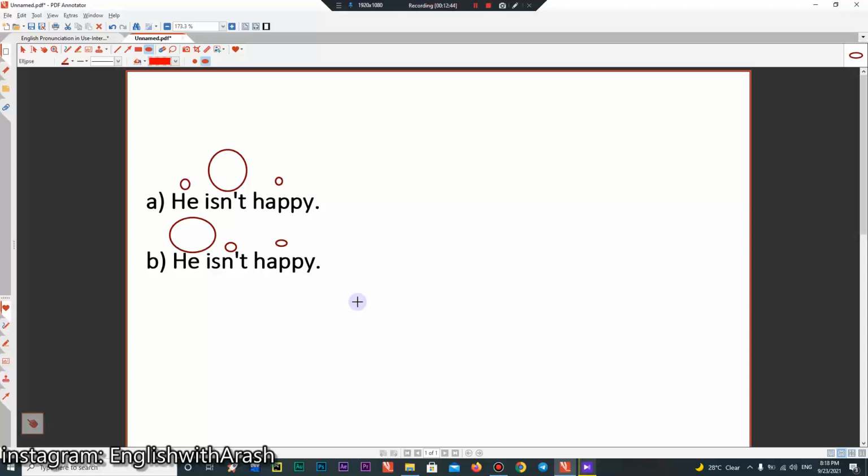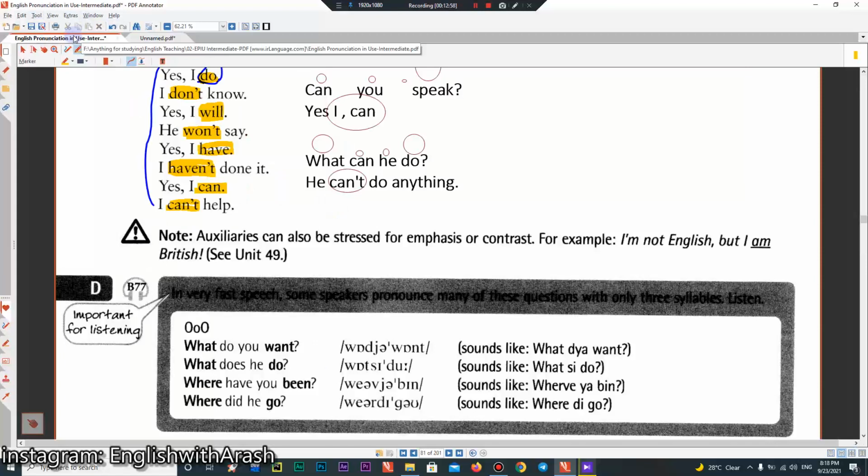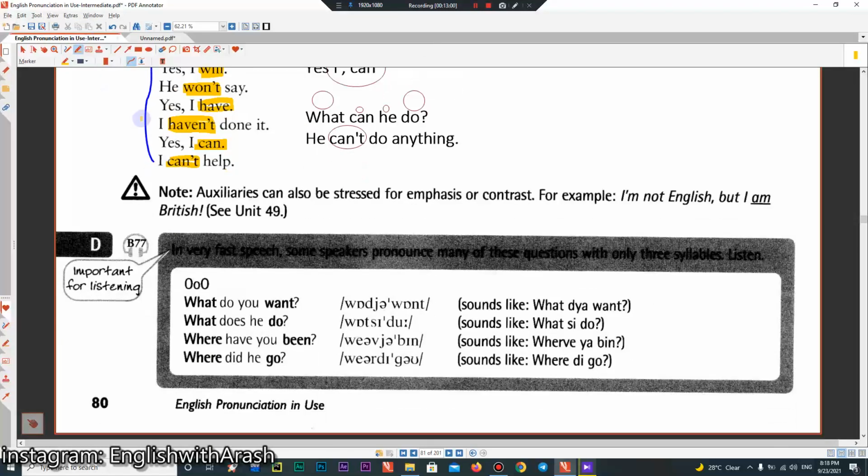A is better in a normal case. Usually we say he isn't happy because that's the auxiliary verb and it's negative. Yes. So let's see. Hi Hamid, welcome, good Lale.